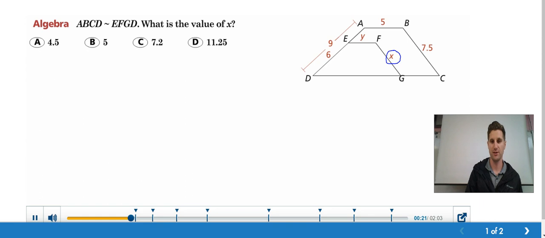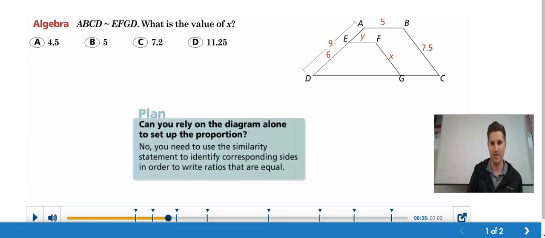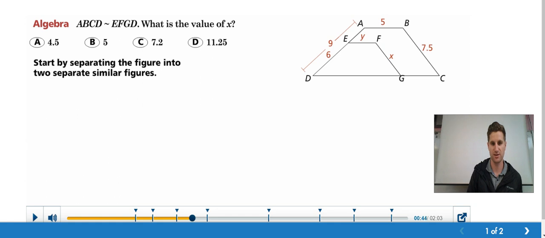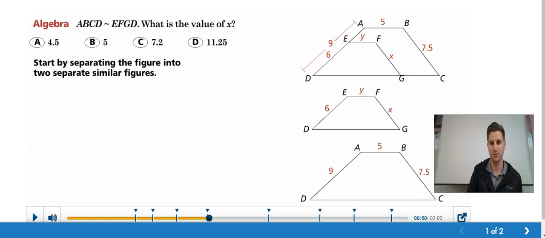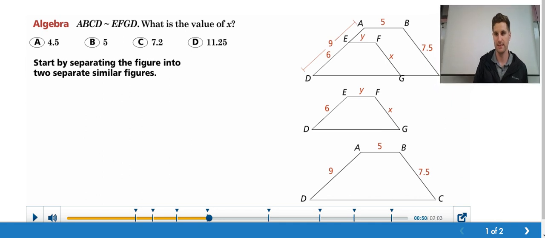Well, how am I going to do this? The best thing to do is mentally try and take the 2 images and separate them. Now, luckily, we don't have to do that mentally. We can physically do that. So we're going to go ahead and pull them apart. That's what that says right there, basically. So we're going to start by separating the 2 figures out. My head's kind of in the way, so I'm going to move up here. All right, so we separated the 2 figures out.